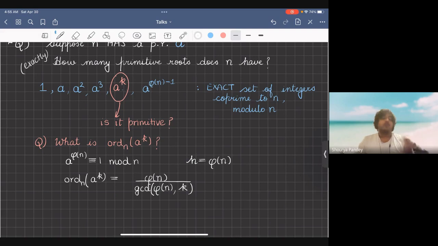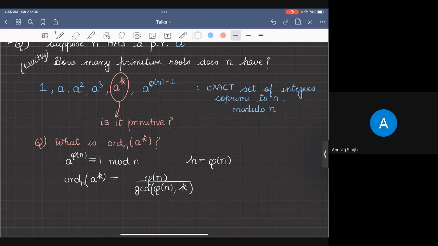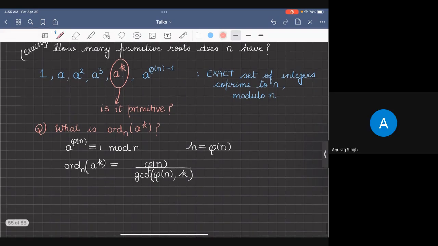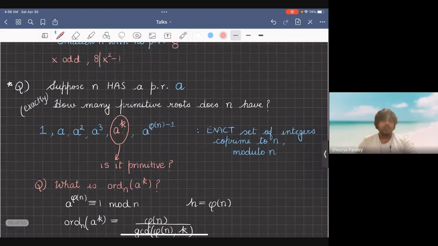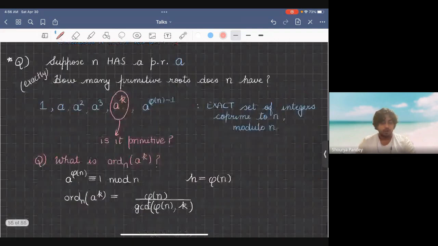But this will be an if and only if condition, like if there is a primitive root. Yes, I stated that suppose n has a primitive root. You need that assumption that there is at least one primitive root.